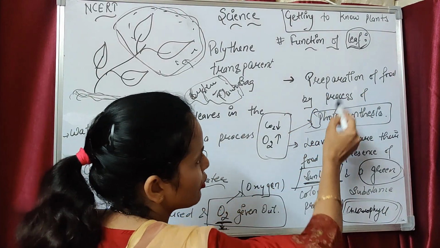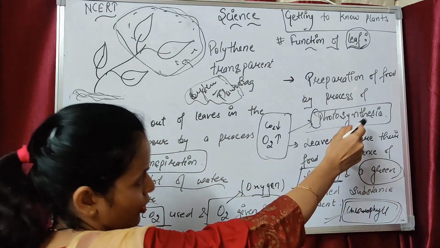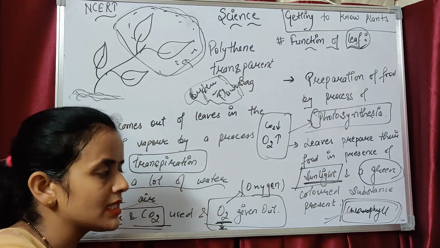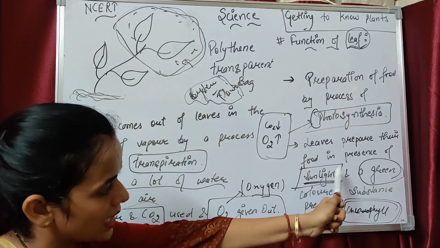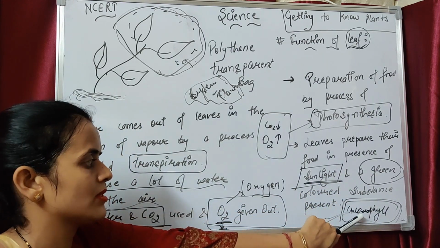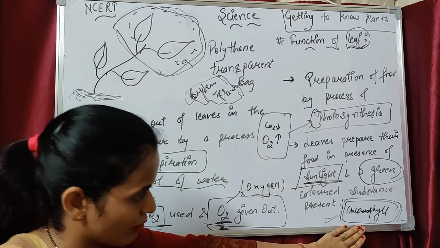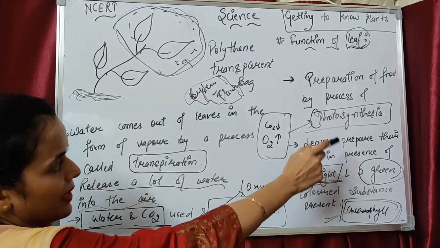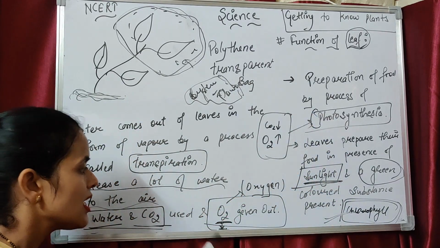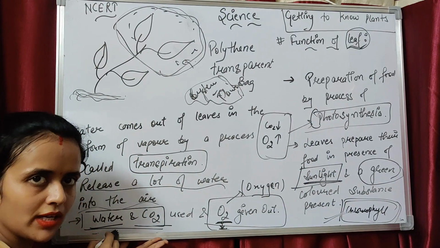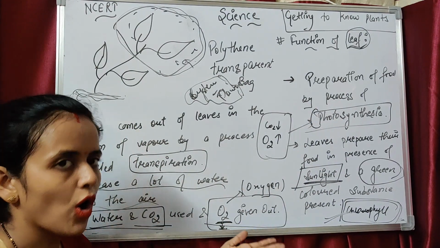Leaf will prepare food for the plant by the process of photosynthesis. Photosynthesis happens only due to the presence of sunlight and chlorophyll, a green color substance. Leaves are green in color only due to chlorophyll. While preparing the food by photosynthesis, leaf will take water and CO2 and release oxygen.